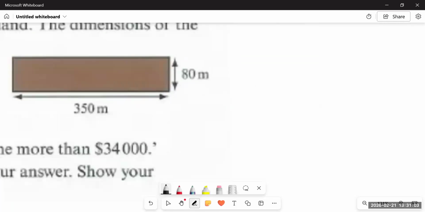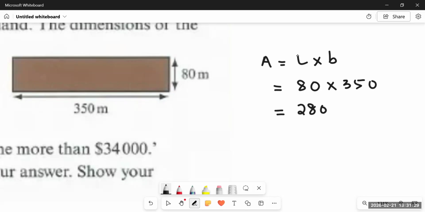For finding the area of a square, we do length multiplied by length, as all the dimensions are equal. But for finding the area of a rectangle, we have to multiply the length with the breadth. So here we have 80 multiplied by 350. When we multiply these two quantities, we will get the area in meter square, which would be 28,000 meter squares. So this is the area.